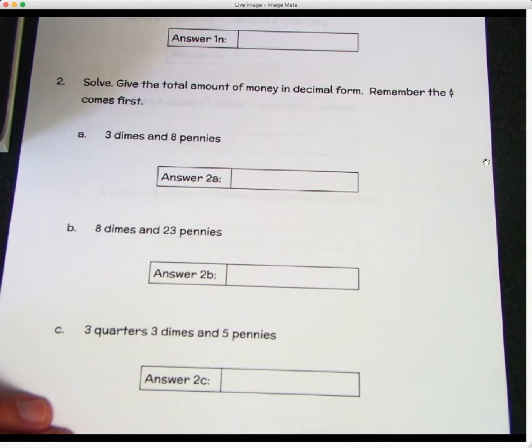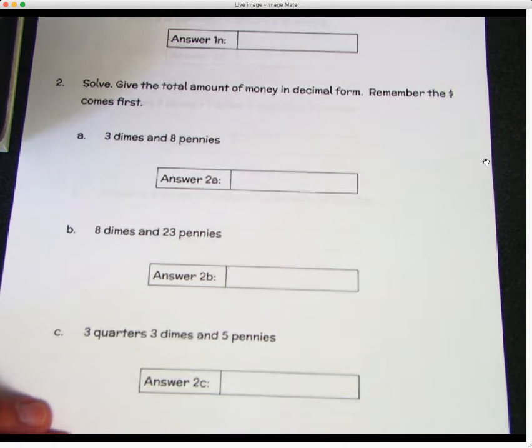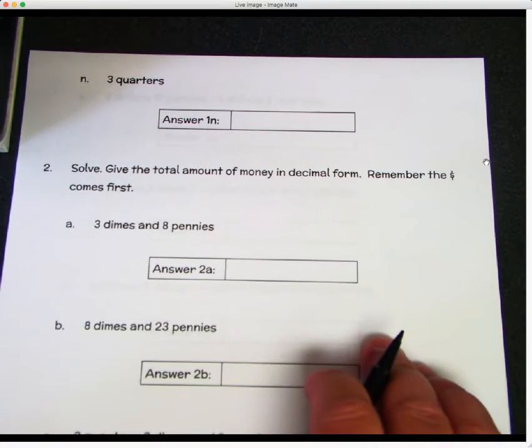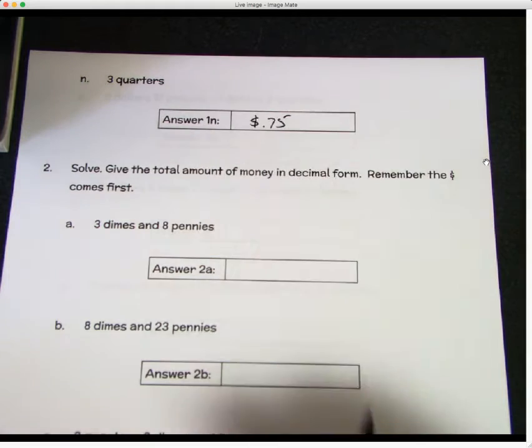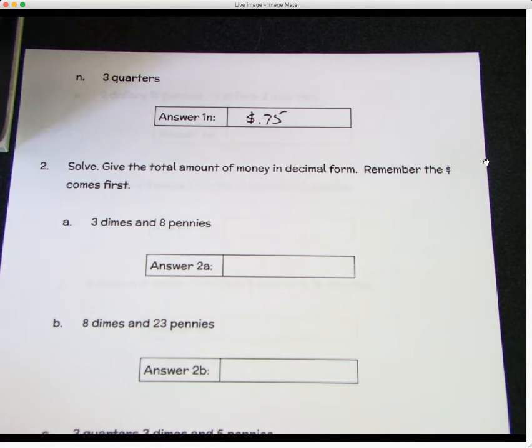3 quarters, we're going to have that 50 cents, and we're going to add 25 more. 25, 50, 75 cents. Okay. Now we're going to give the total amount of money in decimal form. Remember, the dollar sign comes first.